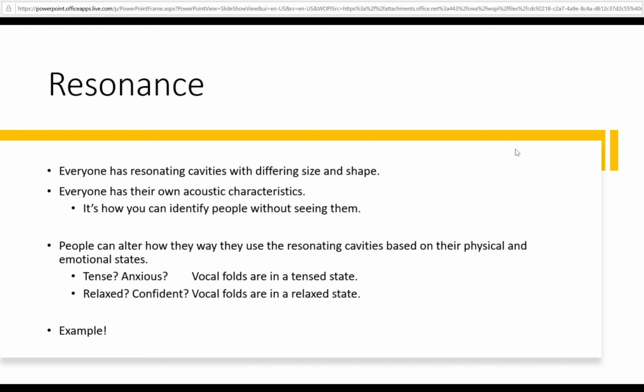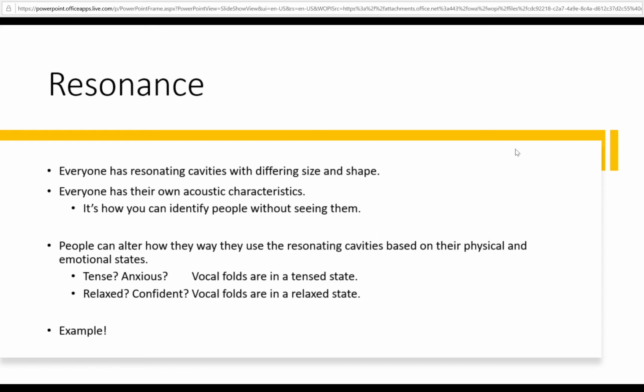You can also alter the way that you use your resonating cavities, and it's based on maybe what you're physically doing and also the emotional state that you're in. So if your emotional state is to be tense, or if you're anxious, then your vocal folds are typically in a tensed state as well. And this results in a sound that we have associated with a person being tense and anxious.